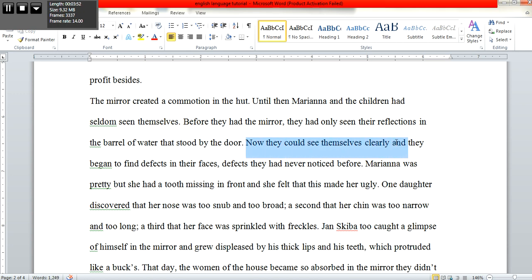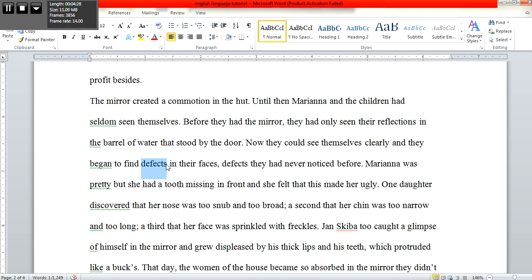Now they could see themselves clearly as they began to find defects in their faces, defects they had never noticed before. So it looked like they shouldn't have gotten that mirror. Right, so we have the word defects. Defects is a noun, it's a common noun, it's concrete. I would say it's concrete because say, for example, you'd read later on for one of the daughters, a second chin that was too narrow. That in her mind is a defect and she can actually touch it. So I would call it a concrete noun.